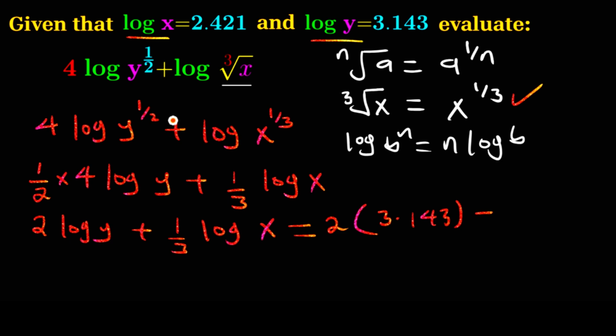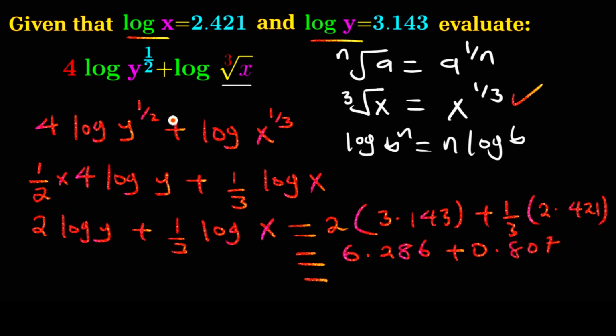3.143. Now plus a third log of x. Log of x is given by 2.421. So when you simplify this, 2 times this is equal to 6.286, and we add that to a third times 2.421. We're going to get that to be 0.807. So when you add the 2, you're going to get 7.093.